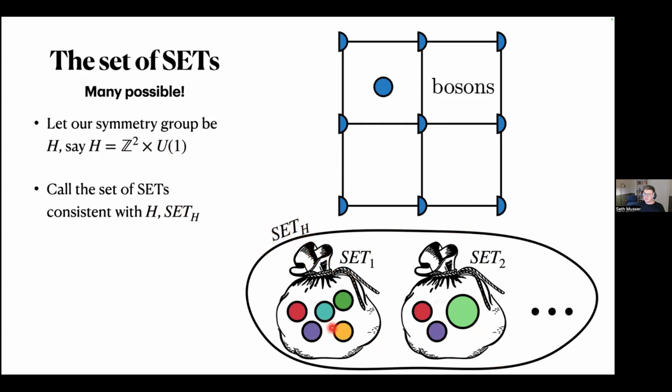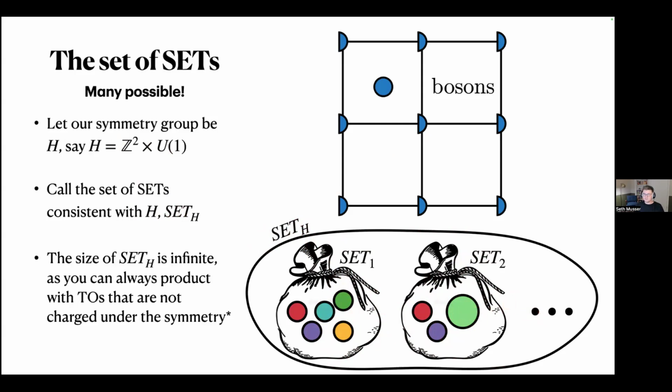So I have some set of SETs called SET sub H. And each of these SETs is, as I said, a bag of anyons, a bag of marbles. If we take a look at SET1 here, it has 5 small anyons, which are abelian. Their size represents their quantum dimension. And SET2 has 3 anyons with this very large non-abelian anyon. The size of SET sub H is infinite.